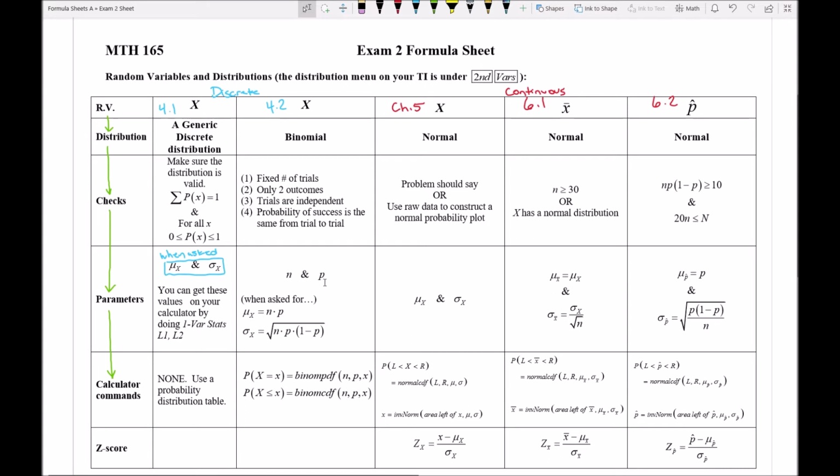We identified n and p on the problem, and we didn't really have to worry about the mean and the standard deviation because we weren't asked for them. We'll talk about how to find those values in a later video.